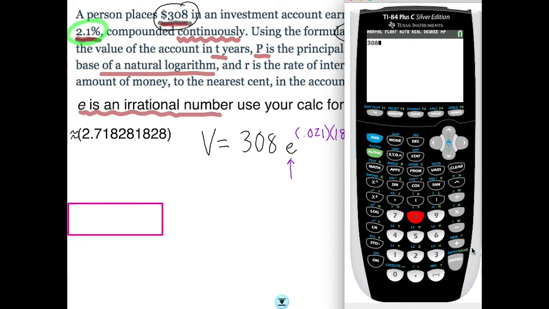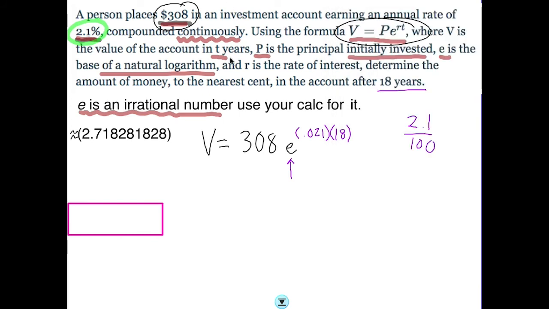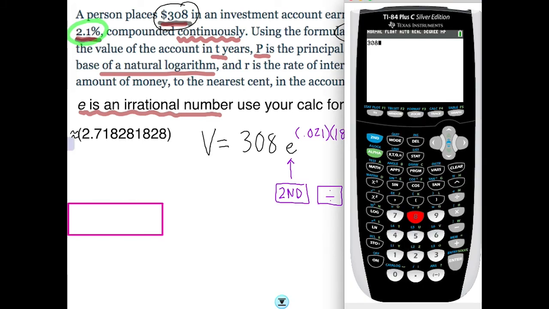308 times E. So E, if I could make a note for you guys here, to find E, you're going to use two buttons. Second, this is on your calculator, and then you're going to use the division symbol. Okay, so second division symbol. Let's go back to our calculator. So times second division symbol, that's your E. And then your exponent, let's make that exponent is the rate, 0.021, times the time, which is 18.